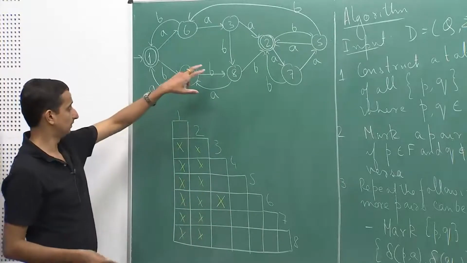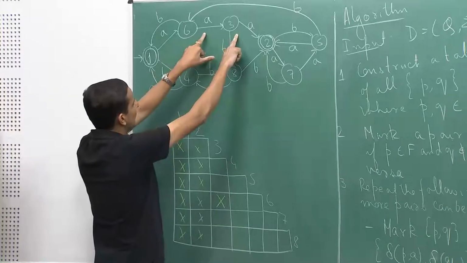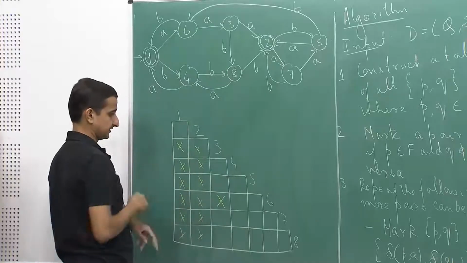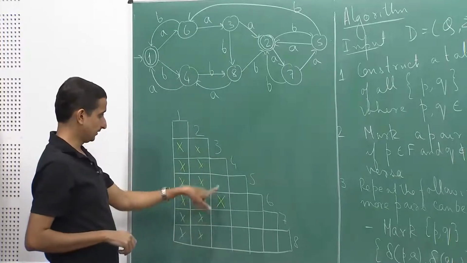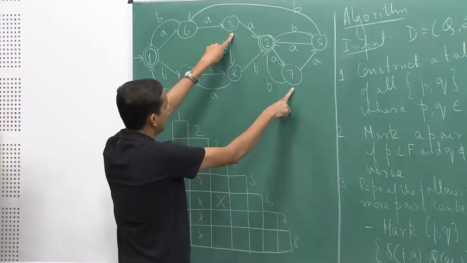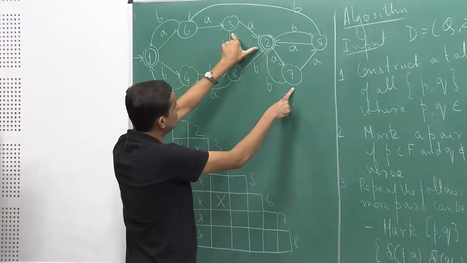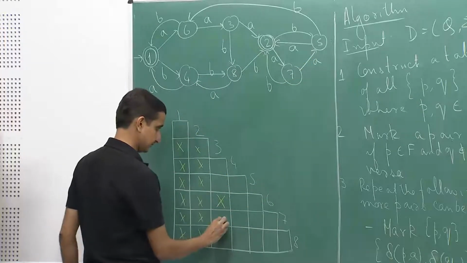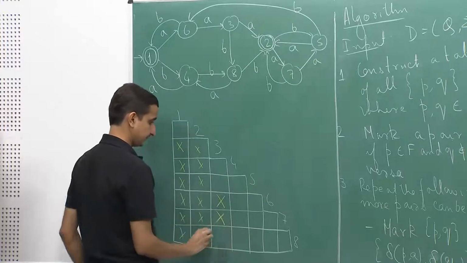Okay, so, let us look at this again. From (3, 6) on a, I go to (3, 2), which is a marked state. So, this one gets marked. Now let us look at (3, 7). From (3, 7) on a, I go to (2, 5), which is marked. So, (3, 7) will get marked.